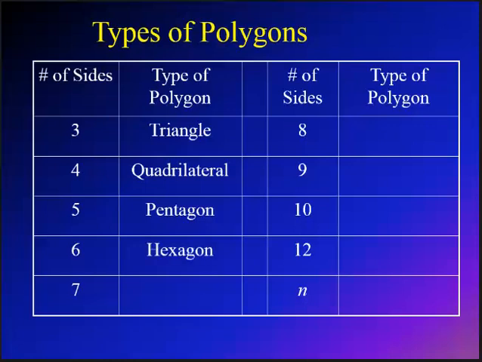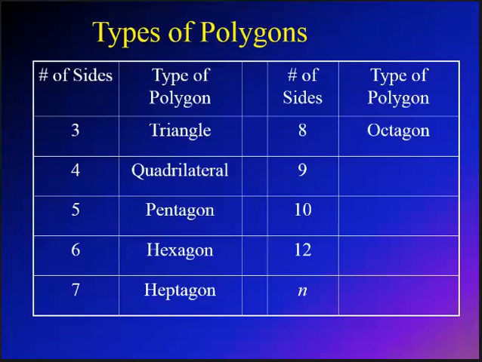6 is hexagon. 7, heptagon. Those two are real easy to get confused. They sound very similar. Hexagon is 6. Remember the X's go together. Heptagon is 7. 8, like an octopus, has 8 legs. An octagon has 8 sides.